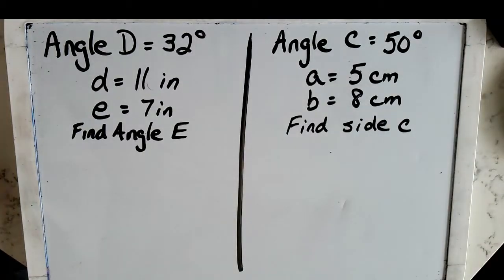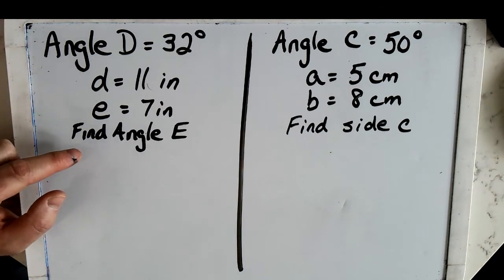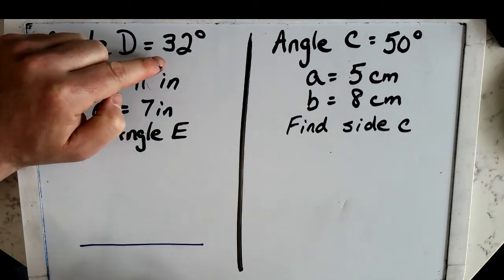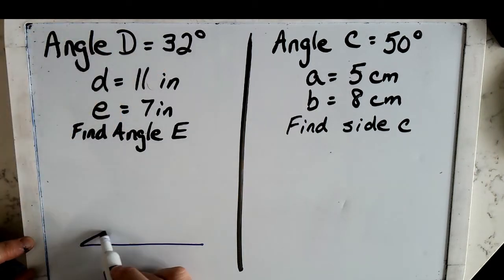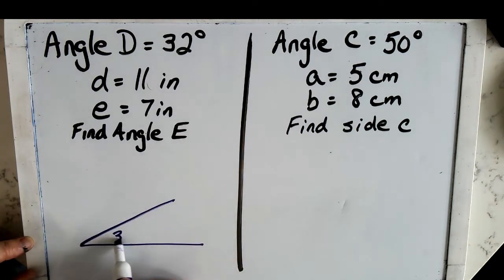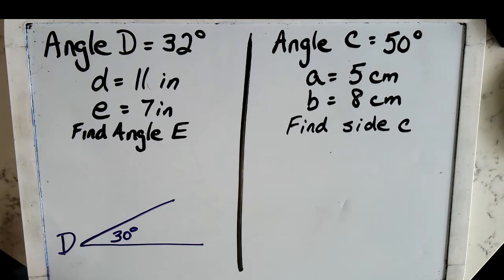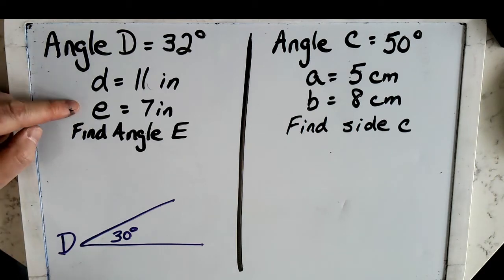So let's start with this question. We've got 3 pieces of information and we're told to find angle E. Now we don't know what the triangle looks like. Start with a horizontal line. We're going to put the angle in first. It's a small to medium angle. So I'm going to put this in 30 degrees and that's angle D. Start with the angle.